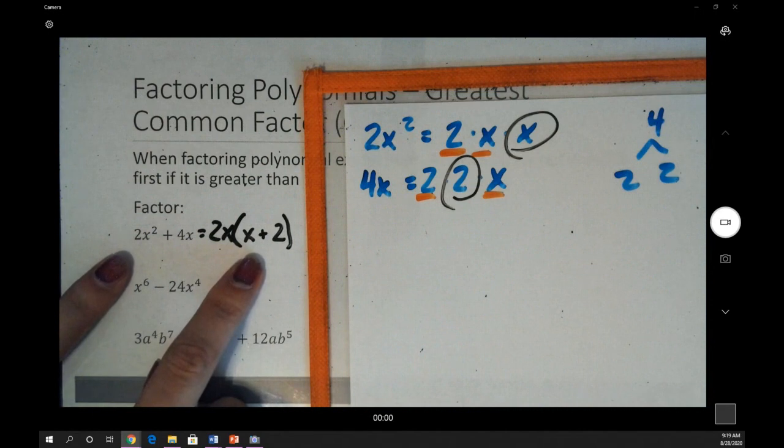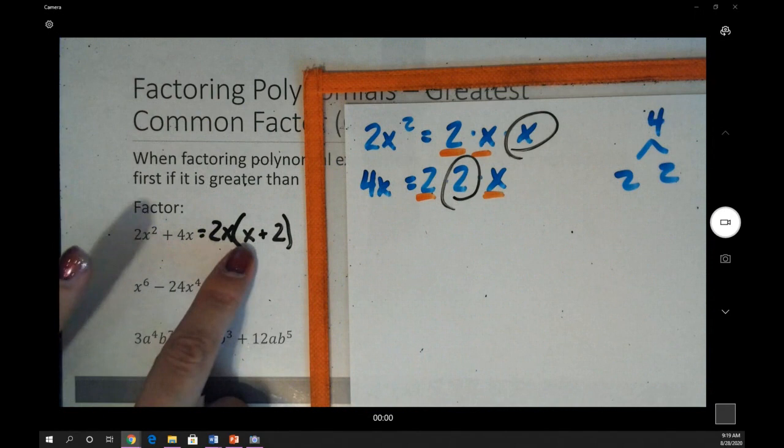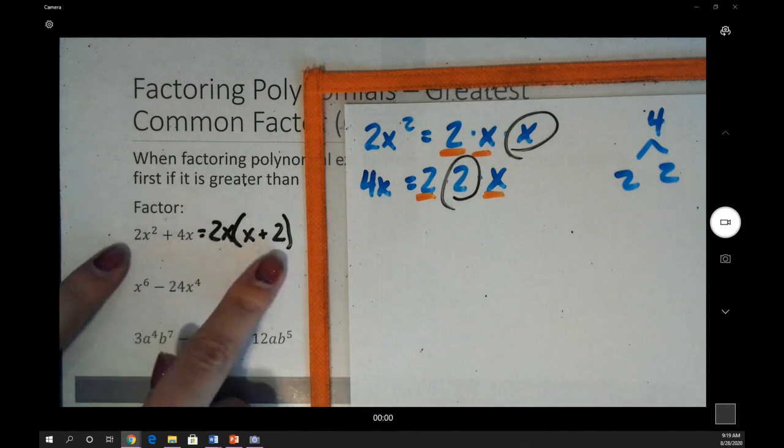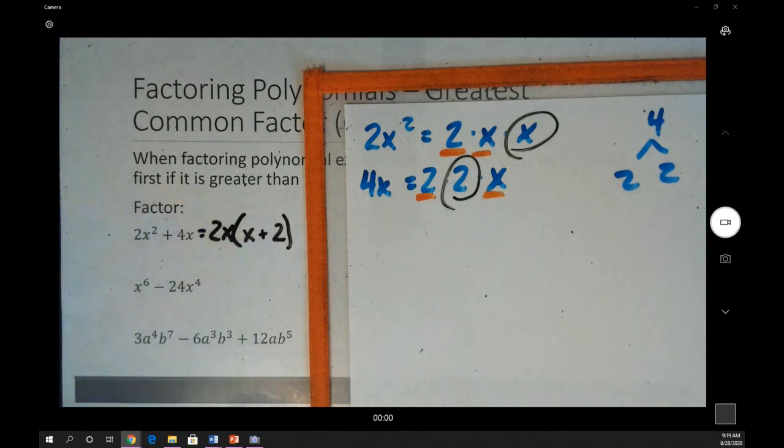When you're factoring, you can always check your answer by multiplying back through. 2x times x is 2x squared. 2x times 2 is 4x. So we know we got the right answer.